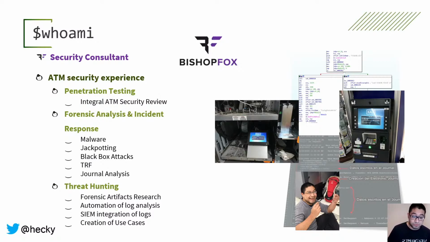I have also responded to some incidents and forensic analysis, such as malware, jackpotting, black box attacks, journal analysis, and transaction reversal frauds, like today. In the threat hunting area, I have been doing some forensic artifacts research because there is not much information out there on forensic artifacts for ATMs. I also work on some automation for log analysis, and from there send it into the SIEM and create some use cases and business cases to trigger an alert if something is happening. And yeah, that's me doing some of our engagements.